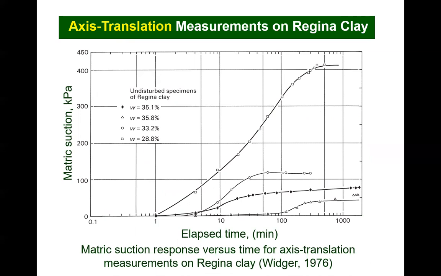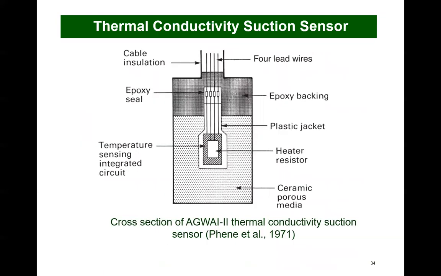The suction measurements ranged from 40 kilopascals to 410 kilopascals. Each measurement took from 1 hour to 8 hours for the matrix suctions to be measured. Attempts to circumvent problems related to water cavitation have led to the development of other devices such as the thermal conductivity suction sensors. In this case, a heat pulse is generated near the center of a specially designed ceramic stone.